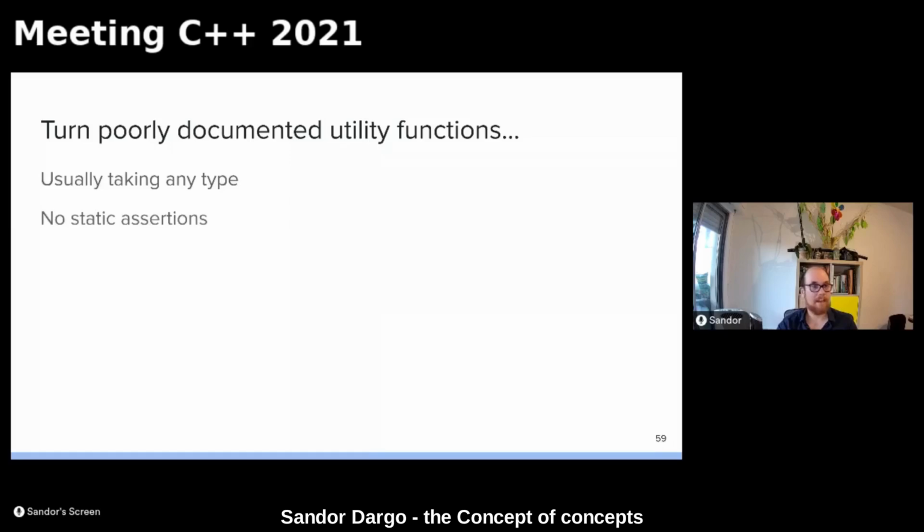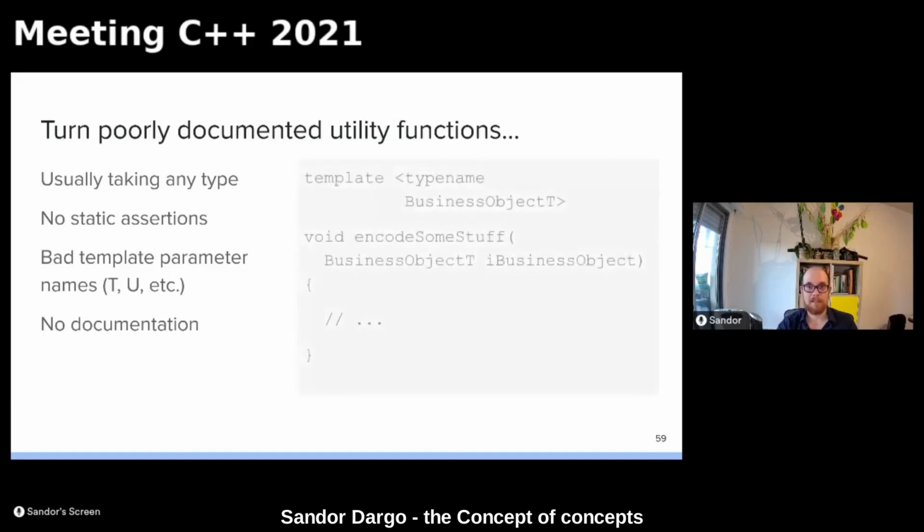They don't have any static assertions. The template parameters are as bad as I used in this presentation for the sake of brevity. They usually just T, U, and so on. And in most cases, there is no documentation.